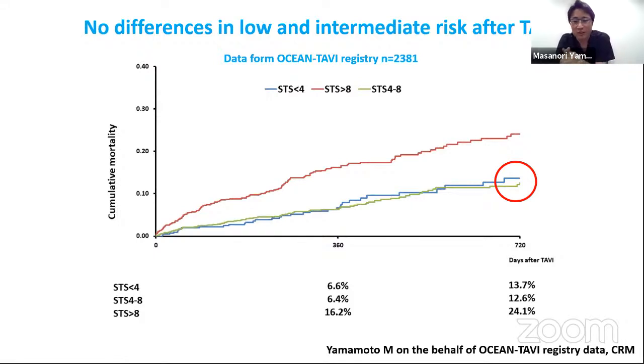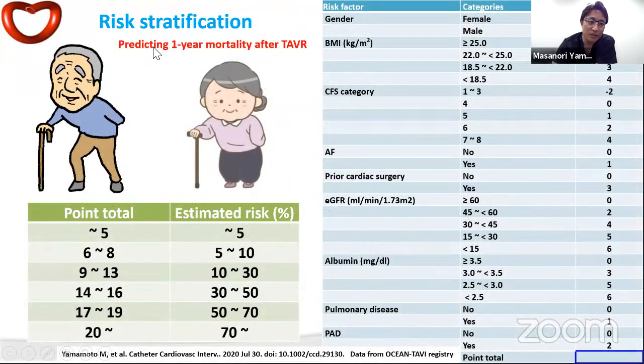And this is the data from the OCEAN-TAVI registry in Japan. If we divide the patient prognosis based on the surgical risk score, low, intermediate, high, the traditional surgical risk score is not useful for risk stratification concerning late mortality. For low and intermediate risk, there is no significant difference in the mortality rates up to 2 years. So we should simply categorize low and intermediate risk under one category, high or non-high risk patients.